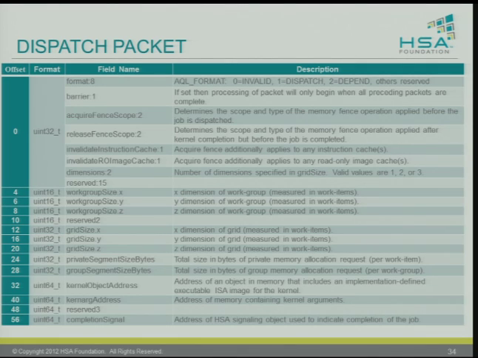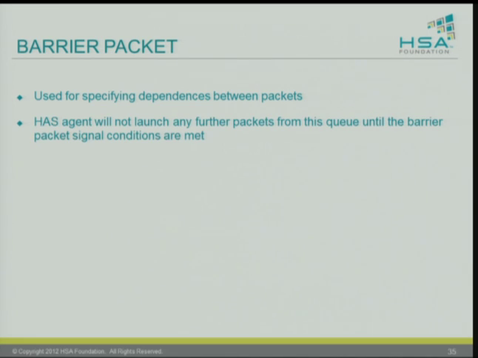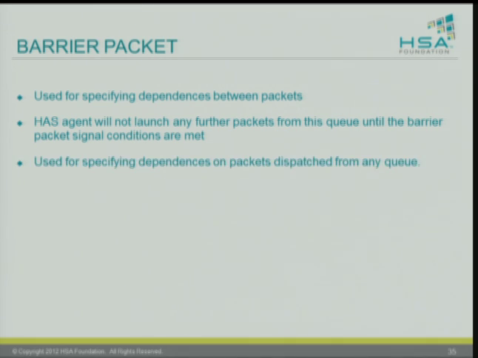All right, let's talk a bit about the barrier packet. This is used for specifying dependencies between packets. What it guarantees is that it will not launch any further packets from the queue until these specific signal conditions are met. This is used for specifying dependencies on packets dispatched from other queues within the system.